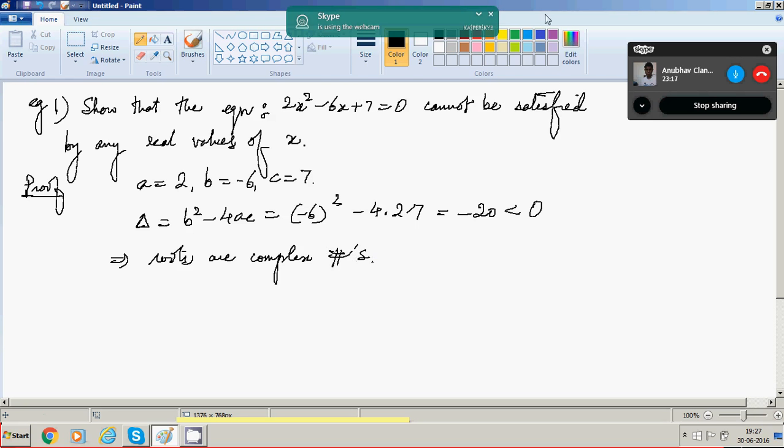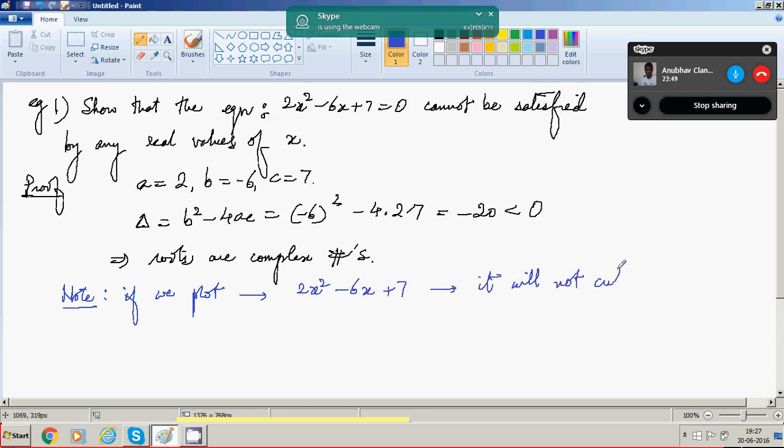So a very nice note follows. You will understand this hopefully now or a little bit later. If we plot 2x squared minus 6x plus 7, it will not cut the x-axis because there are no roots.